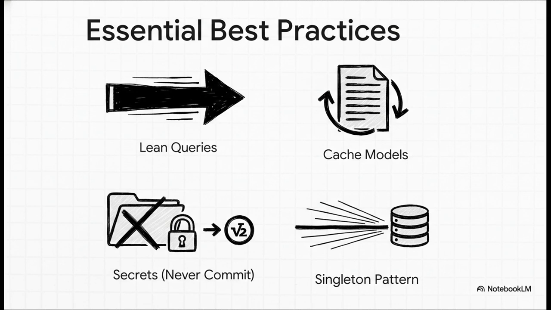First, use .lean on your Mongoose queries whenever you're just reading data. It's way faster because it gives you plain old JavaScript objects. Second, cache your Mongoose models for the exact same reason you cache your connection. It stops Next.js from throwing errors when it tries to recompile them on every hot reload. Third, and this is non-negotiable, your database connection string is a secret. Keep it in a .env.local file and never ever commit it to Git.